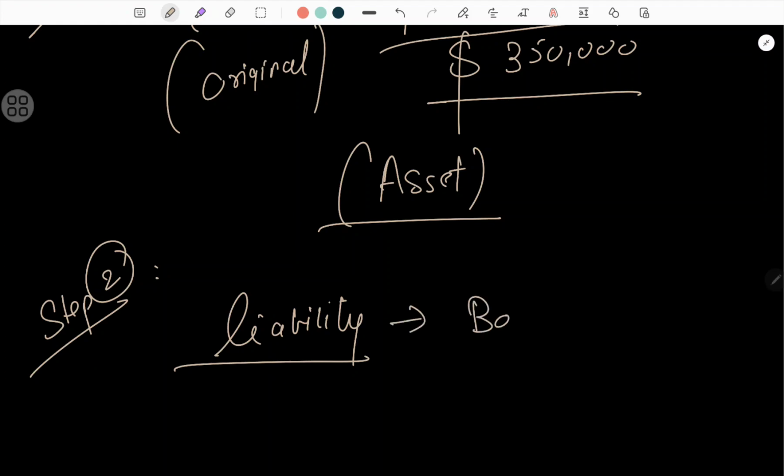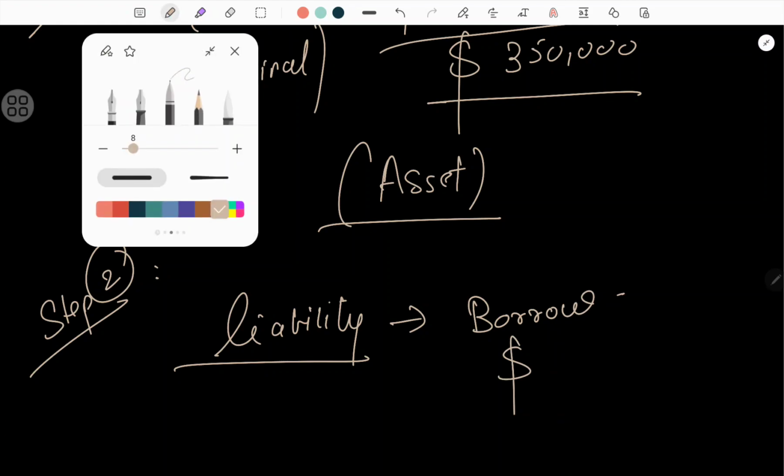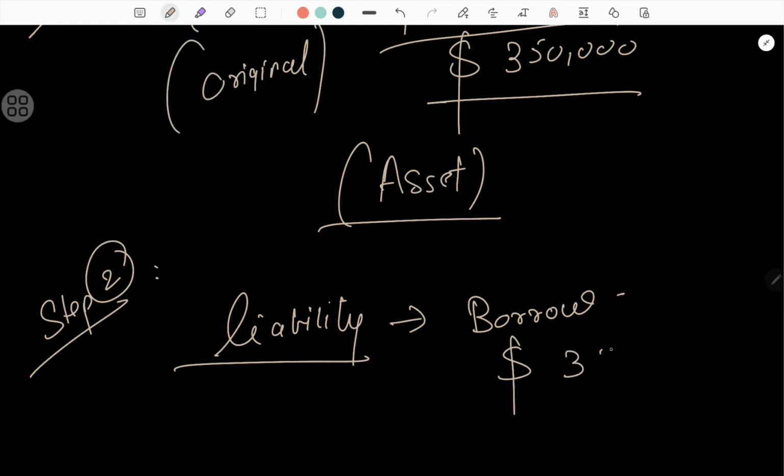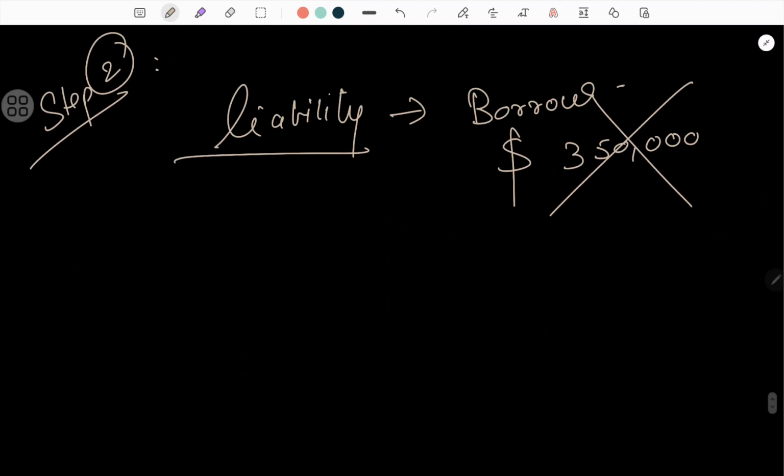Liability means we borrow today. Borrow what? Borrow the same thing, $350,000. But do I borrow $350,000? Once again, do not make that mistake. We do not borrow the same amount. We borrow an amount lesser than 350. Why? Because once again, the explanation is already done in question number 28.